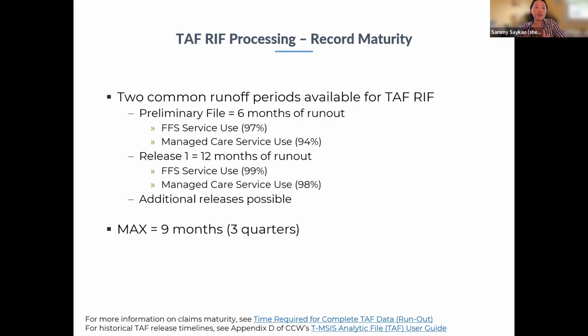On the percentages that you see here, under the preliminary file, it says fee for service use 97%. This is based off of MACBIS analysis. Essentially what it describes is the completeness of the claim, assuming that claims are complete 24 months after their maturity. So you can interpret this as: at 6 months, 97% of the service use claims for fee for service were present, whereas at 12 months of runout, 99% of those claims were present.